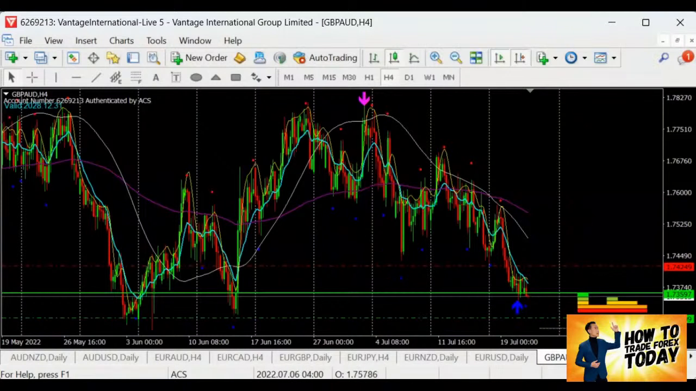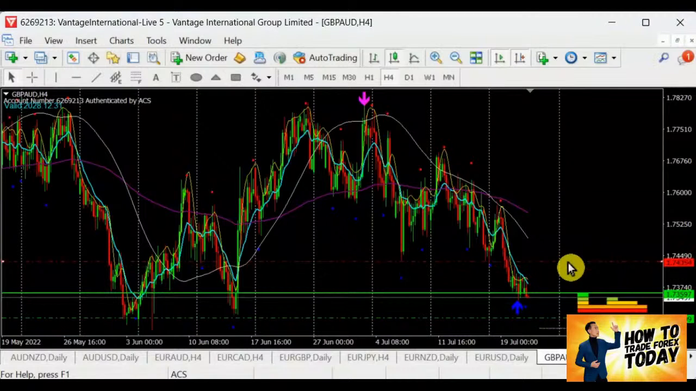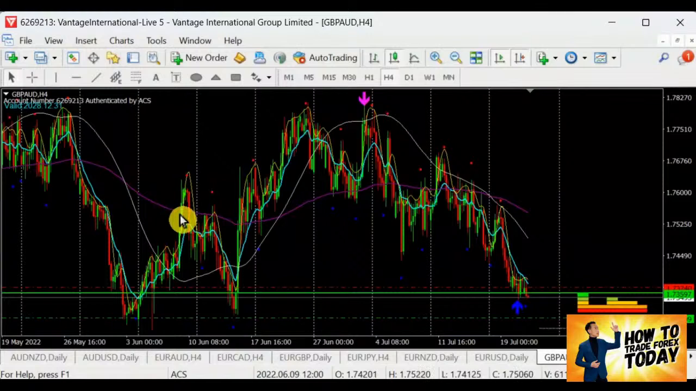Pound Aussie, we still have about 40 pips to go. So I will be looking at Pound Aussie to sell today. But once again, let's look out for the resistance. Where is the resistance level? This is the resistance level. It has already been resisted and it has already started selling.